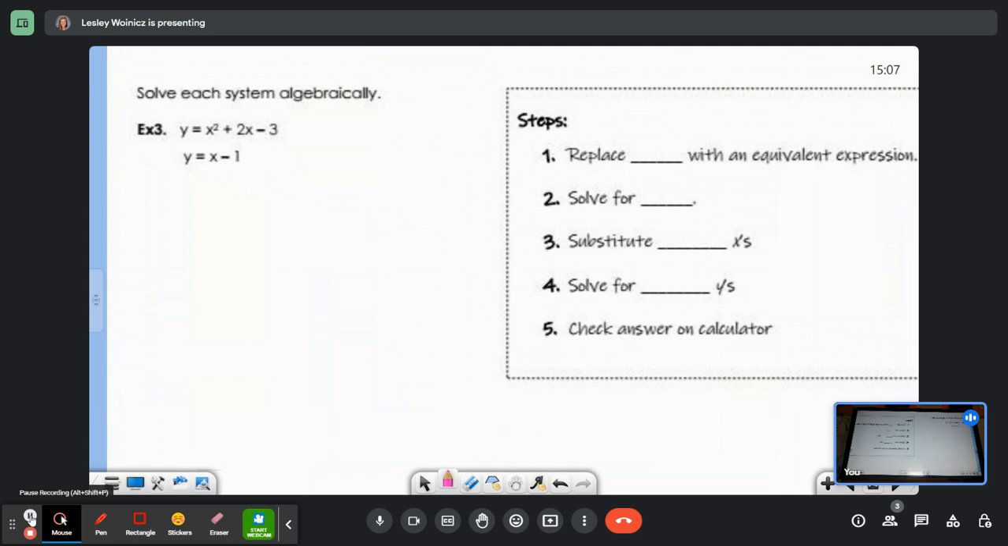Guys, we have the same thing here. We have two equations. They're both equal to y. So we're going to replace y with an equivalent expression. This whole thing is equal to y, so I'm going to plug it in right there, substitute it in. That gives me x squared plus 2x minus 3 equals x minus 1.